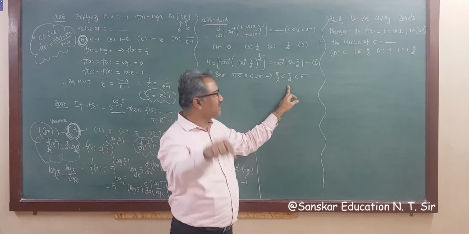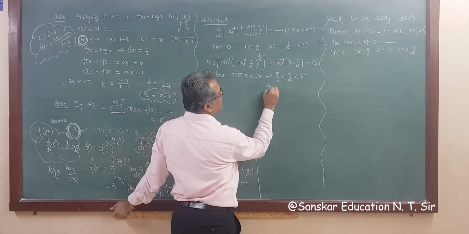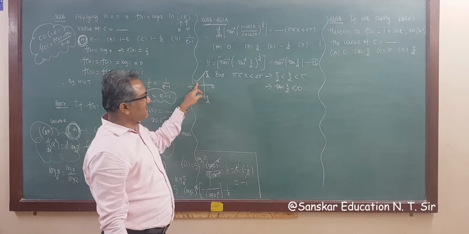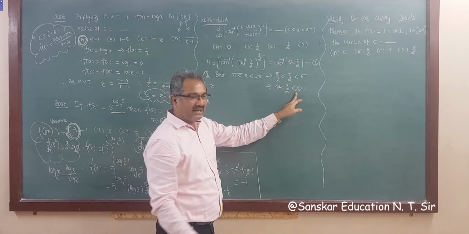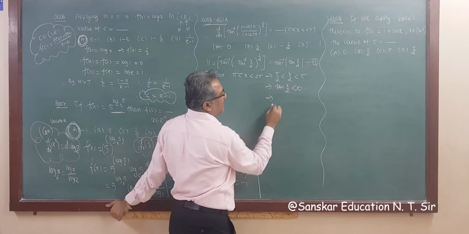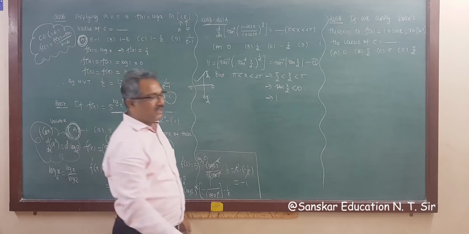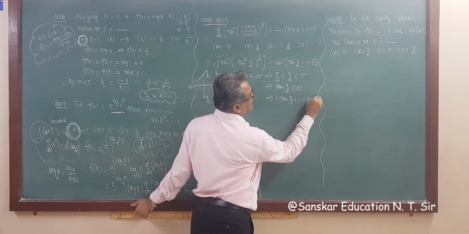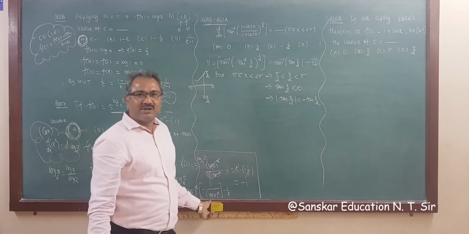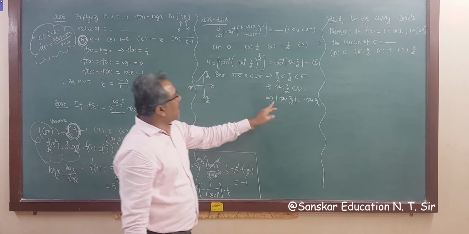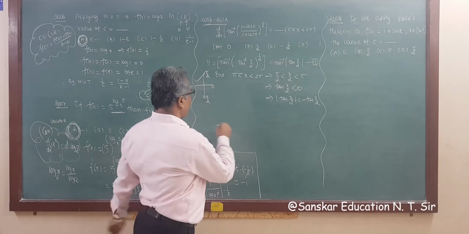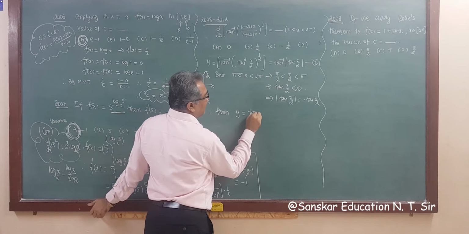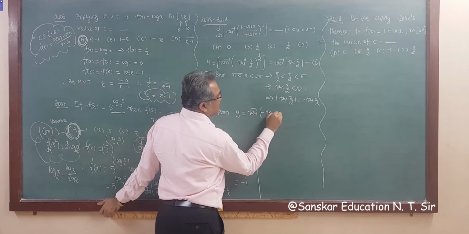And in the second quadrant, tan is negative. So this implies tan x by 2 is less than 0, because tan x by 2 lies in the second quadrant and is negative. And if tan x by 2 is negative, then by the definition of the modulus function, modulus of tan x by 2 is equal to minus tan x by 2. So from 1, y is equal to tan inverse of minus tan x by 2.